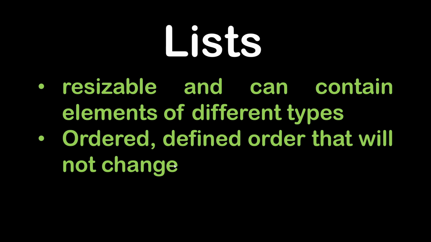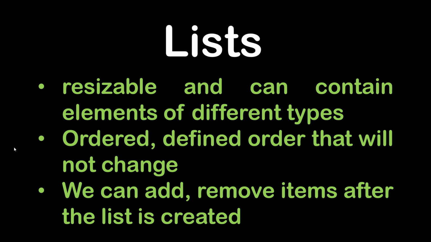And they are ordered, which means that they have a defined order. All the elements have a defined order that will not change during the execution of the program unless we do so. At the same time, we can add or remove items after the list is created. So it means that the list is dynamic, it's not constant, it's not fixed.